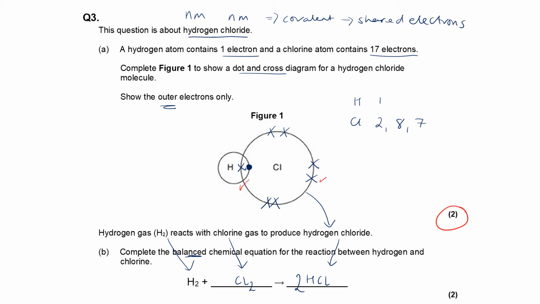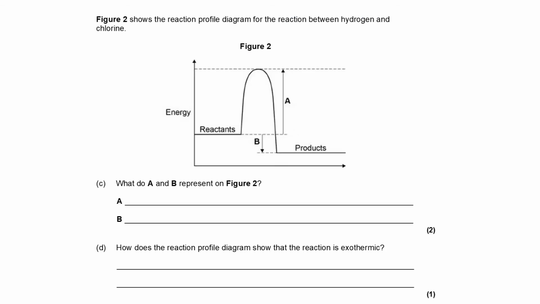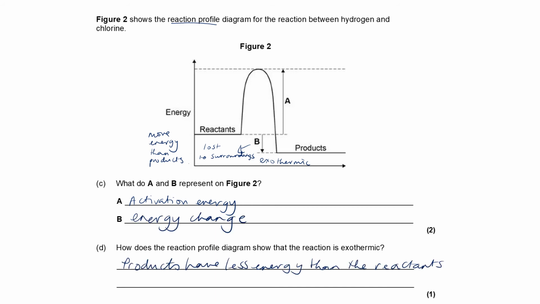Right, so figure 2 shows the reaction profile diagram for the reaction between hydrogen and chlorine. So I look at the diagram and I can see that the reactants have a higher energy than the products. So straight away I can see that energy must be lost to the surroundings, and therefore it must be an exothermic reaction. So I've annotated my diagram. It then says part C, what do A and B represent on figure 2? So A must be the activation energy, because I've remembered that the hump is the activation energy, and B is the energy change of the reaction.